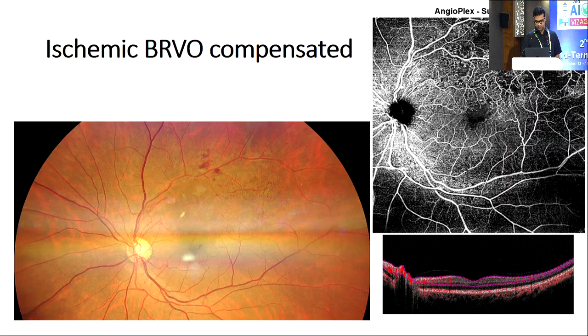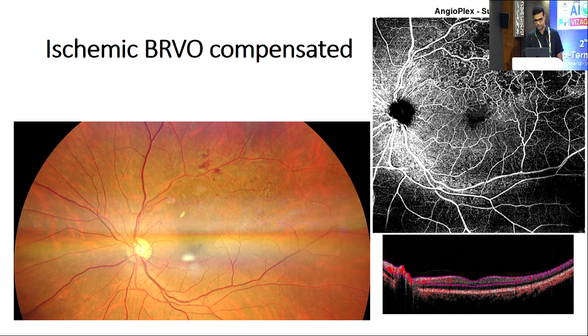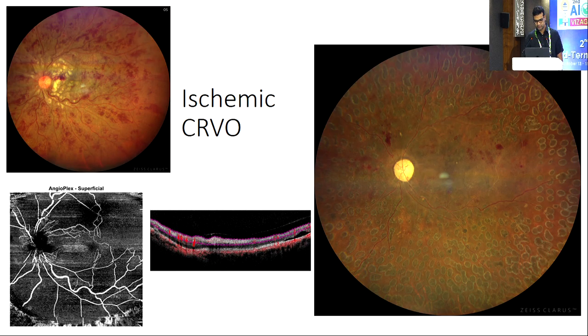I just want to add a few points on the importance of OCT angiography in BRVO. This is an ischemic BRVO where it is well compensated. You can see collaterals developed inside. So these patients can be well followed even without a laser. So this is also an ischemic BRVO, well compensated, and this is a minor BRVO, well compensated.